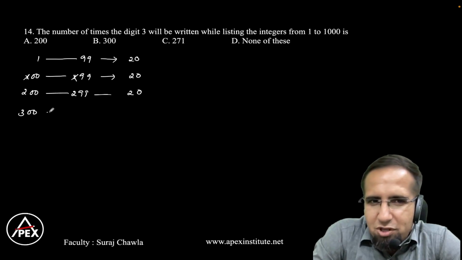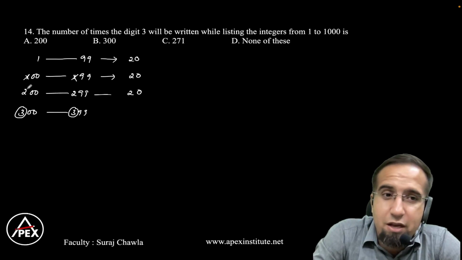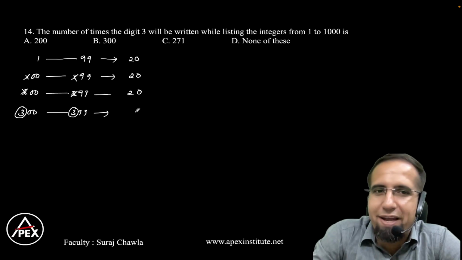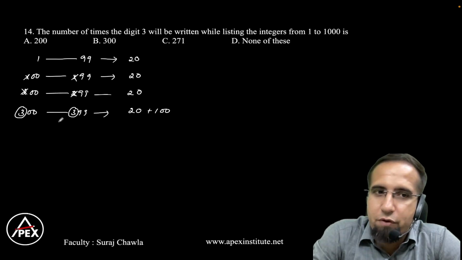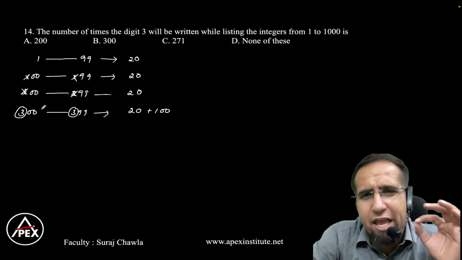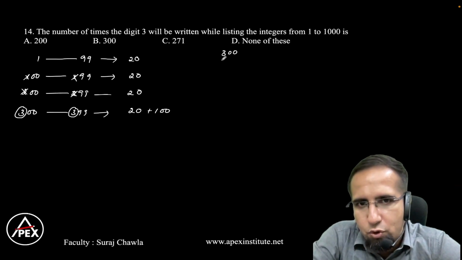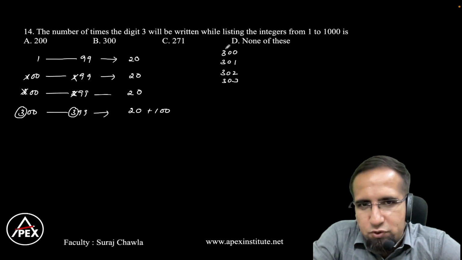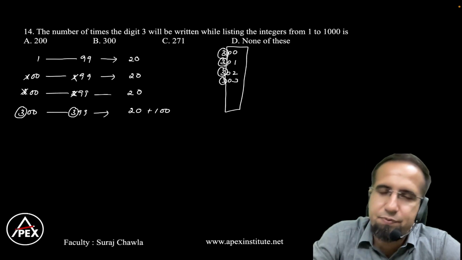Now, from 300 to 399, we need to understand that in every number, in the hundreds place, we have a 3. And then we have 00 to 99. So the number of 3's will be 20 plus 100. Clear? We should know this part because from 300 to 399, every number has a 3 in the first place. 300, 301, 302, 303. So these 3's will be 100 3's. And from 00 till 99 will be 20 3's.